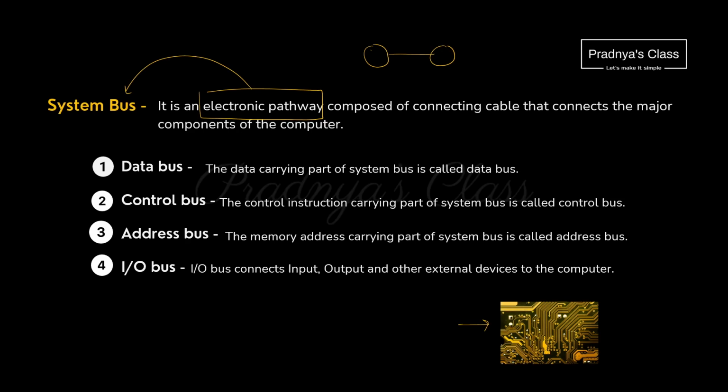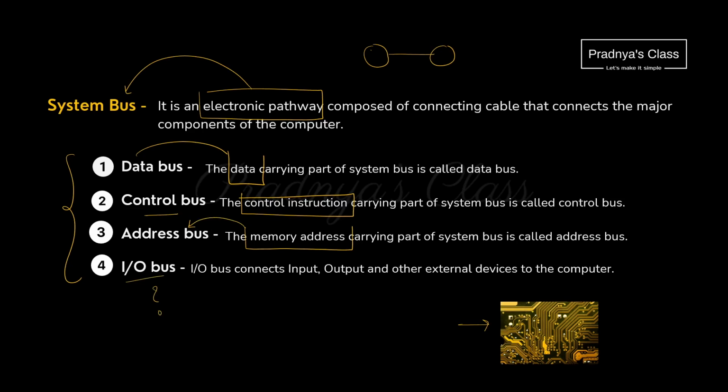The way we have different kinds of transport like bus, car, train, flight, in the same way we have different types of bus. The first is the data bus. It carries data. The control bus is responsible for carrying control instructions. The carrying of memory addresses will be taken care of by the address bus. And what's the job of the input-output bus? It will connect input-output and other external devices to the computer. So there are a total of 4 types of bus: data bus, control bus, address bus and input-output bus. According to their names, they perform their jobs.